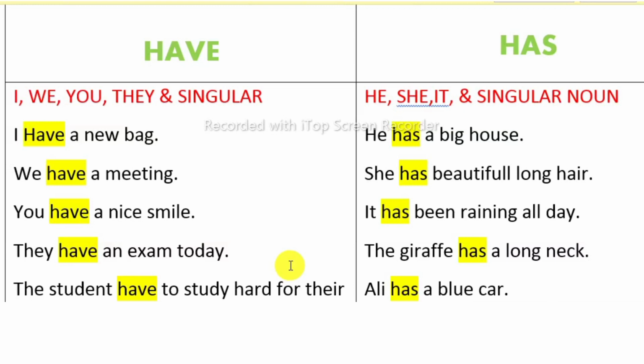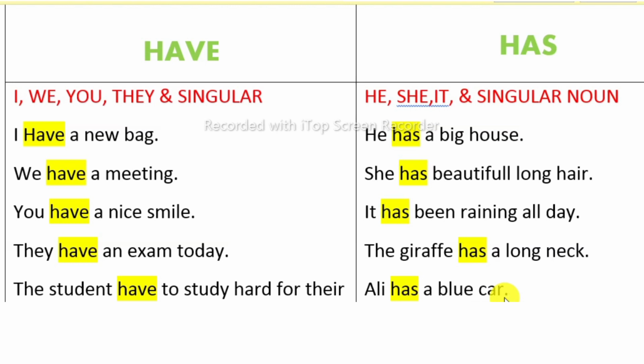Have. Have is used with the pronouns I, we, you, they and plural nouns in the present tense. For example, I have a new bag, we have a meeting, you have a nice smile, they have an exam today, the students have to study hard for their exams.